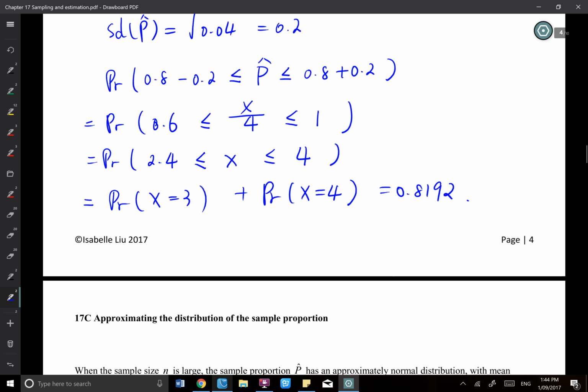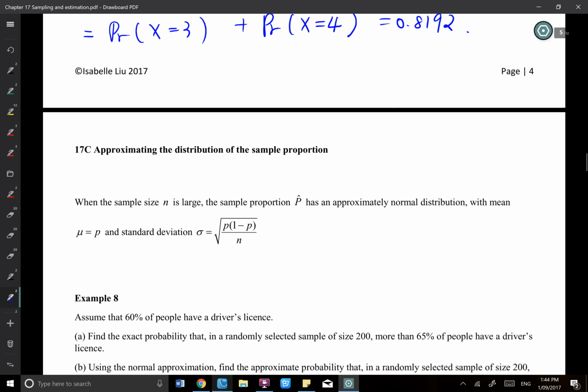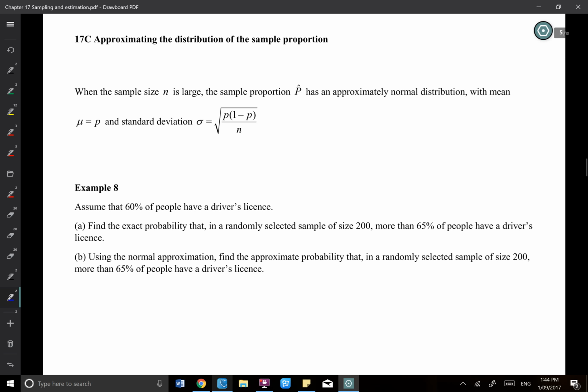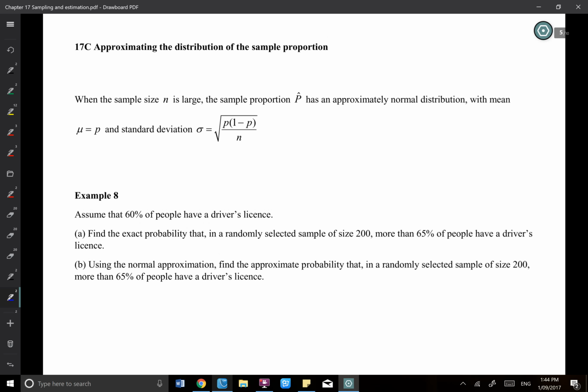And the third type, well, we have the third type now. The third type is very interesting. That's really approximating. A is really accurate, B is quite accurate, and C is roughly accurate. So it's the normal approximation.